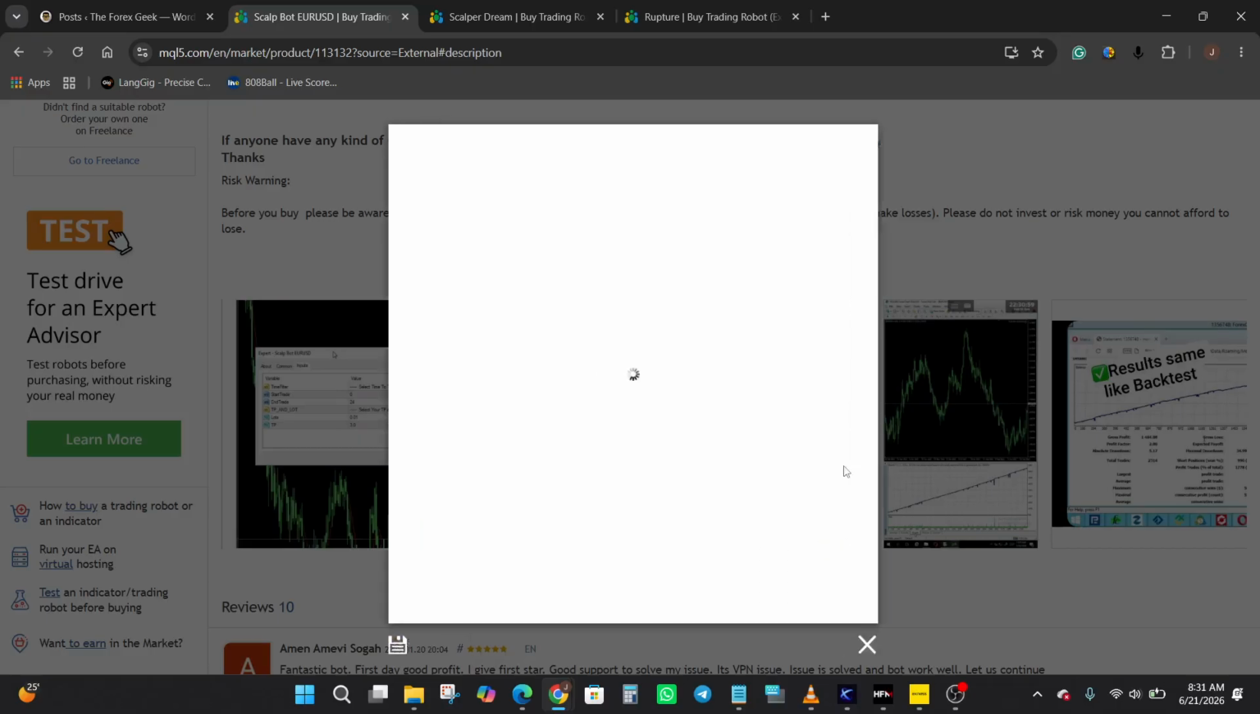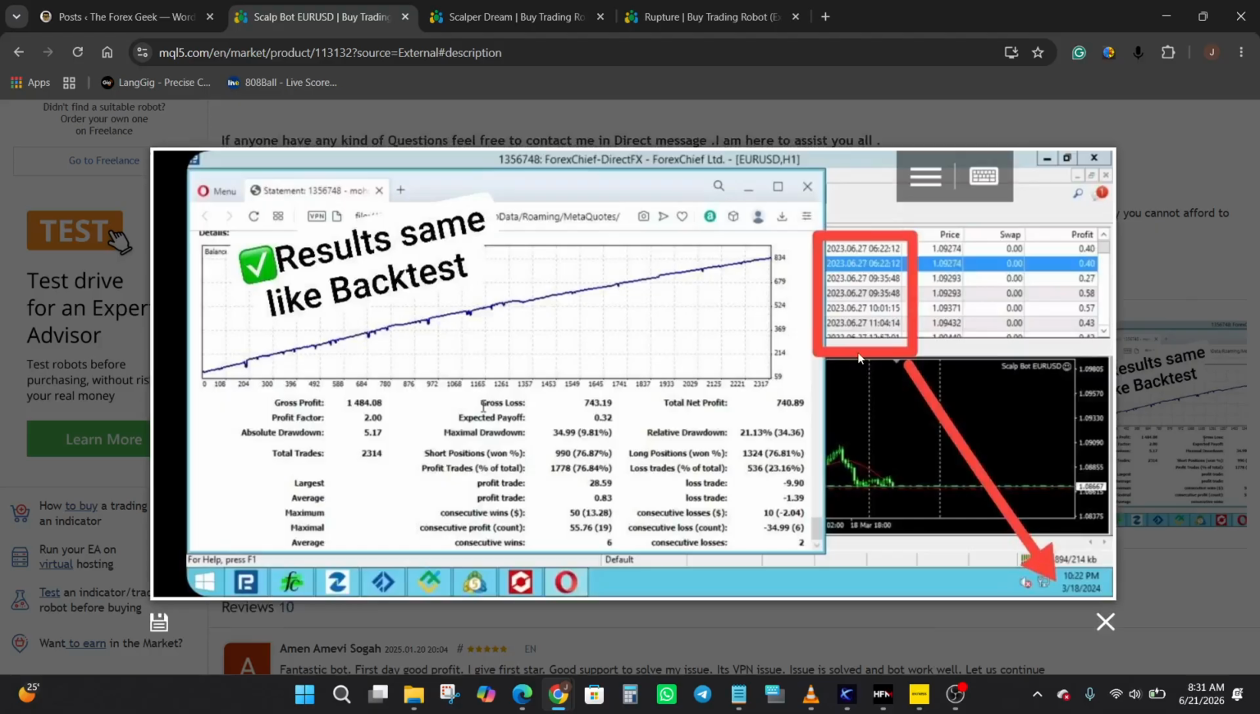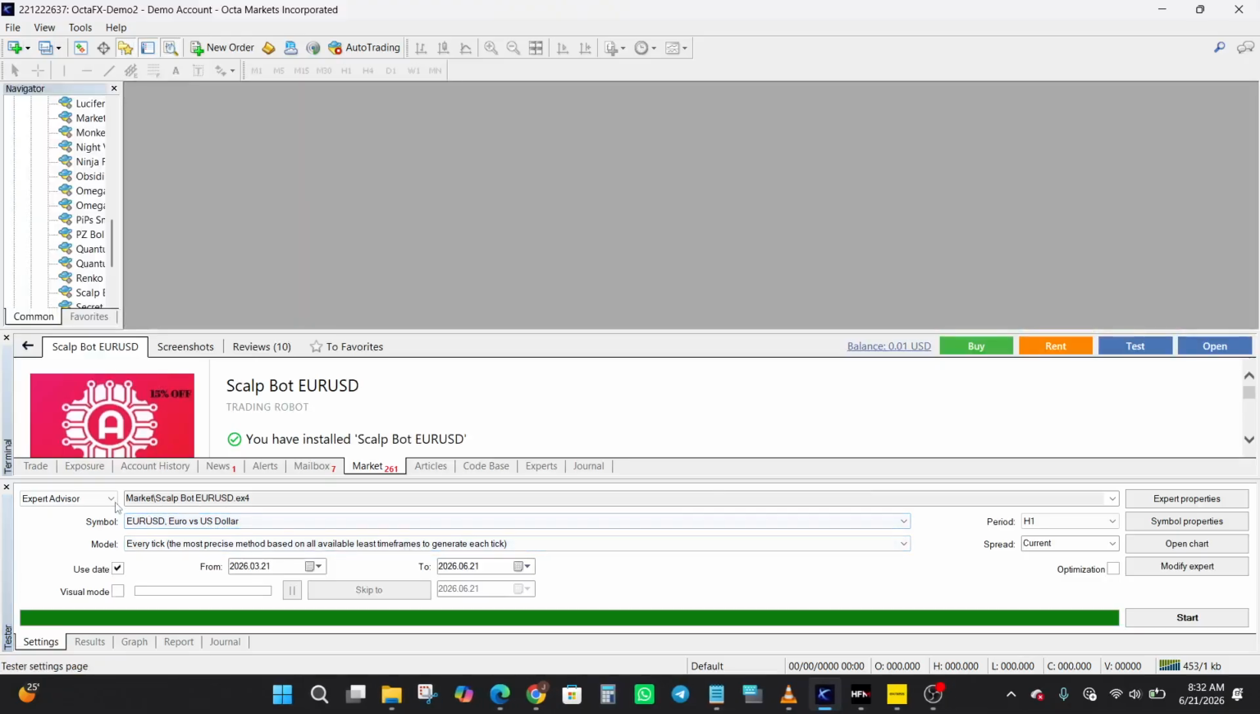Okay, but let's just head over to the backtest results that we conducted, and we can see that I'm testing the Scalp bot EURUSD EA on EURUSD on the H1 time frame as recommended, and I'm using the every tick modeling. I'm testing over the past 3 months, 21st March to 21st June 2026.